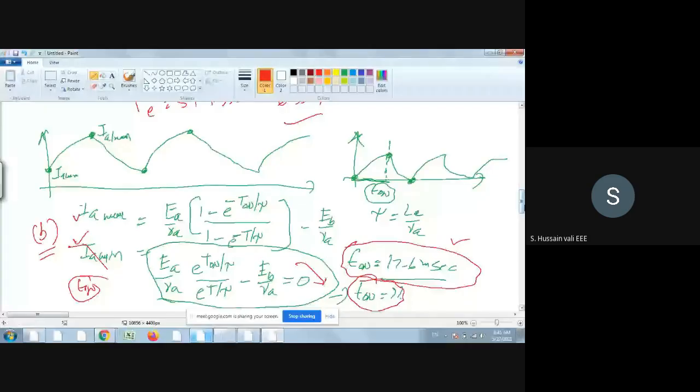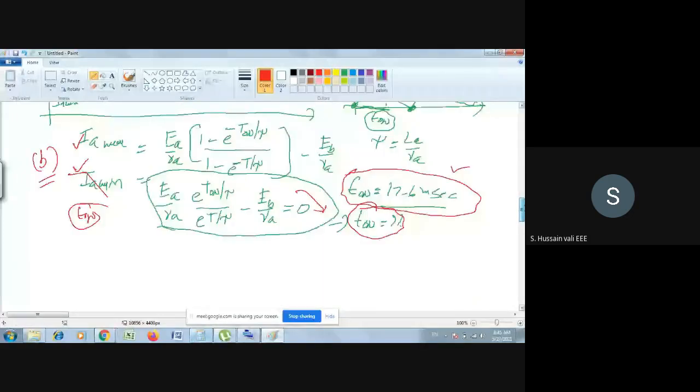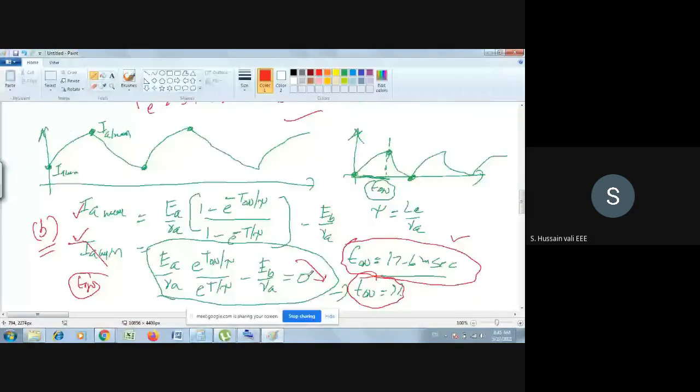We find out T on. Already we got T on here, 17.6 milliseconds. T1 we got 72.6 milliseconds in part A. So now we will check that. We will consider this as 0, then we will find out T1 and compare both, whether the T1 which is here is lesser or higher. If it is lesser, it is continuous conduction.